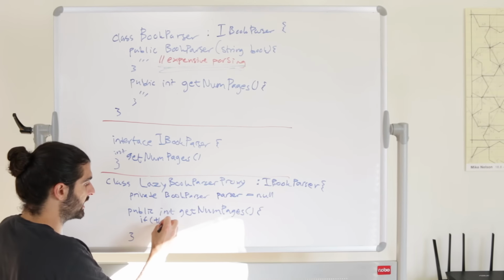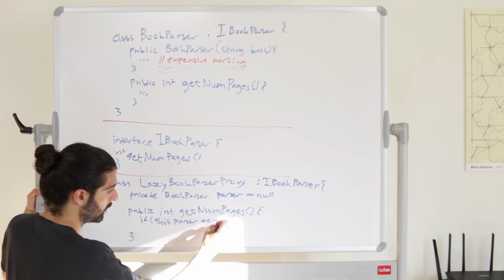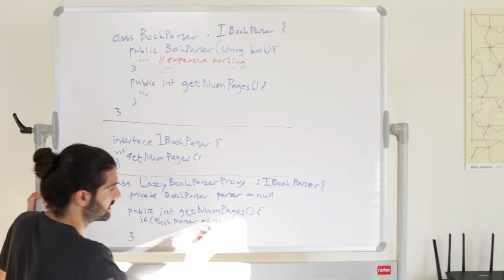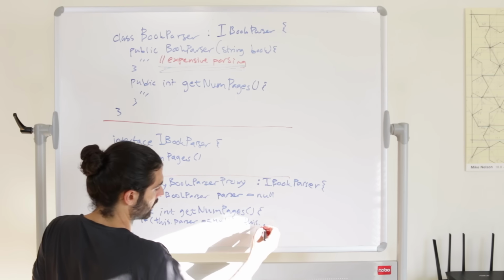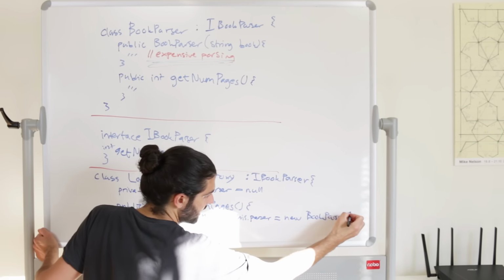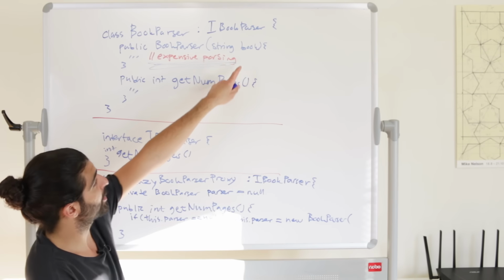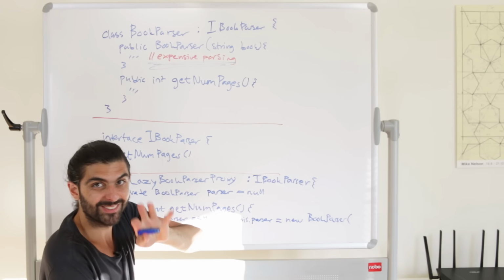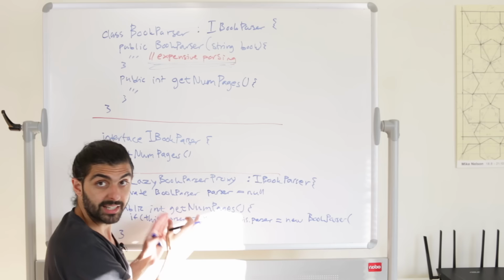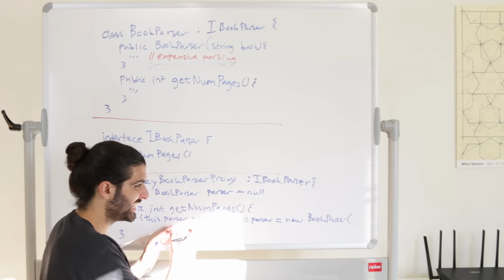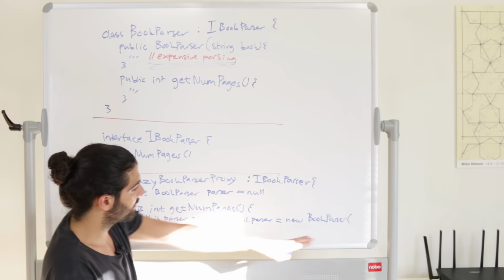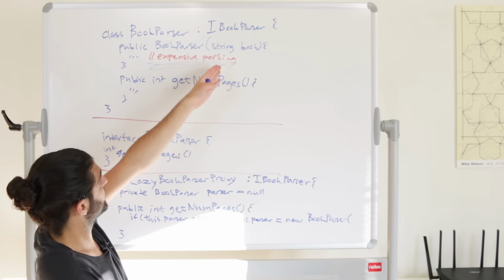So we say if this dot parser is null, i.e. if we don't have one, then we need to instantiate it. Sorry, I'll just continue on the same line here in order to save space. Then we'll just say this dot parser equals a new book parser. And what do we pass that? Well, actually, the book parser requires a string. So hopefully you noticed this when I made the mistake, but I completely messed up here because of course the lazy book parser proxy needs to have a constructor. The constructor needs to take a string that represents this book, because whenever we then instantiate the book parser, we need to have access to that string.